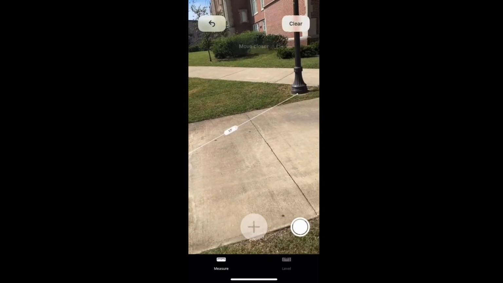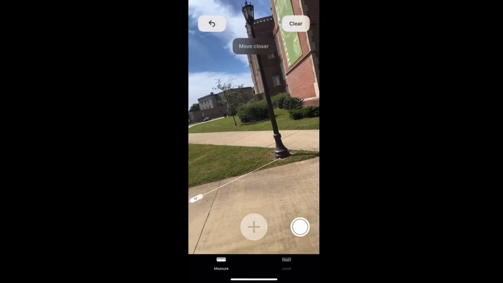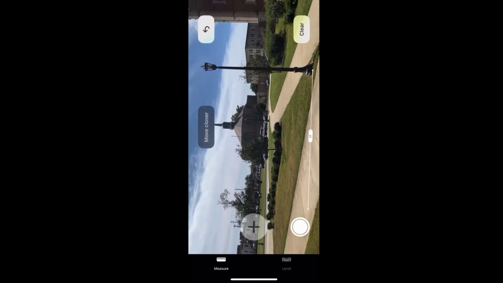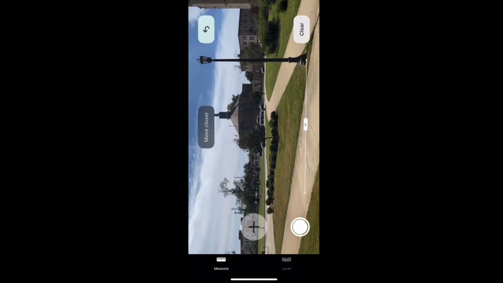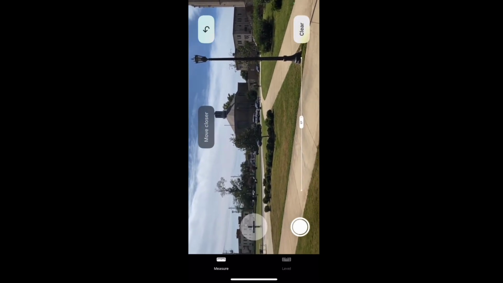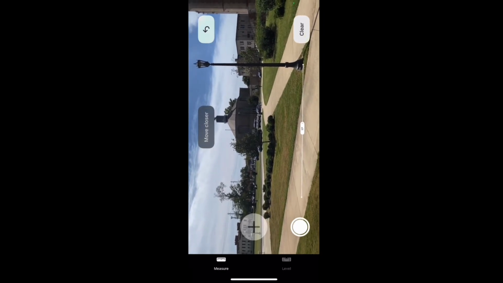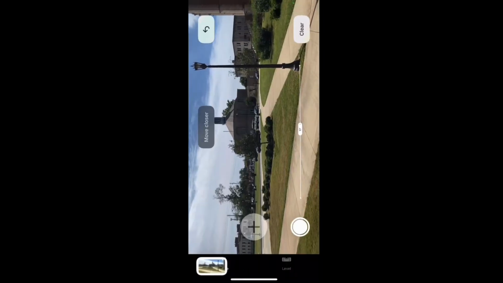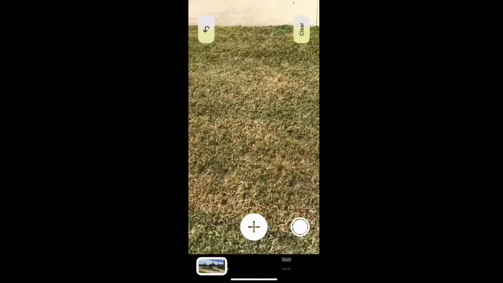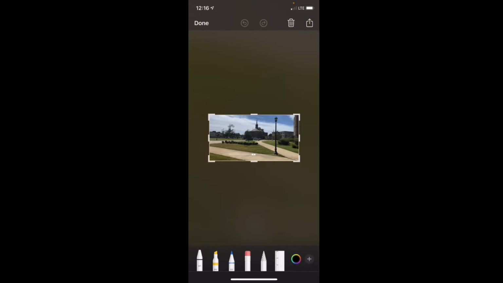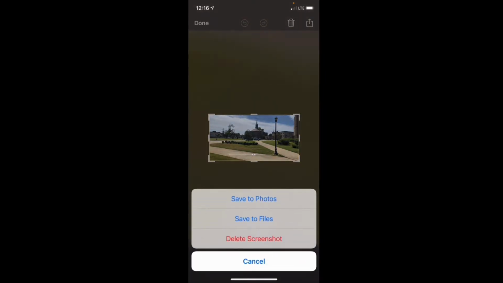So once you have that picture taken, I'm gonna take another picture so I can get the whole thing. And the reason why you take the measurement and then you back out is because now I have a picture that I can actually manipulate. So I'm gonna save that to my photos.